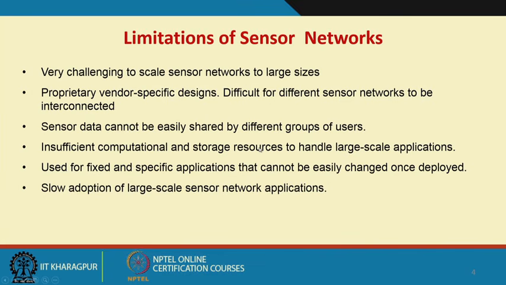Insufficient computational and storage resources in sensors to handle large scale applications, right. If I have a more complex application, it is difficult to do on this. They are used for fixed and specific applications that cannot be easily changed once deployed. So, usually sensor deployments are for fixed and specific applications that cannot be easily changed or redeployed. Slow adaptation of large scale sensor network applications. So, if you have a large application, the immediate deployment and adaptation becomes a challenge. So, these are some of the things we see with this type of sensor network, including wireless sensor networks, right.